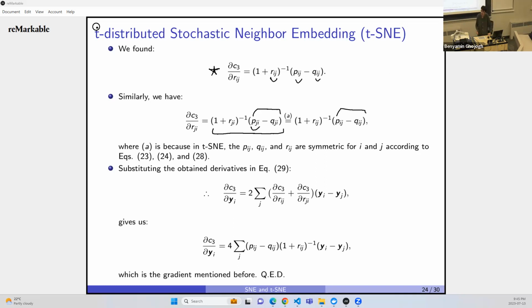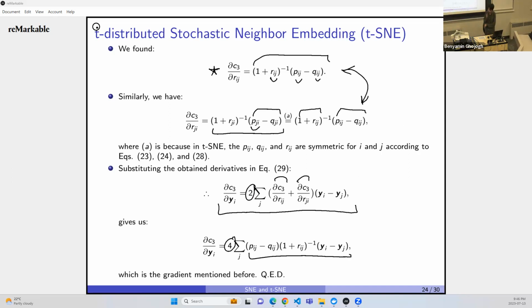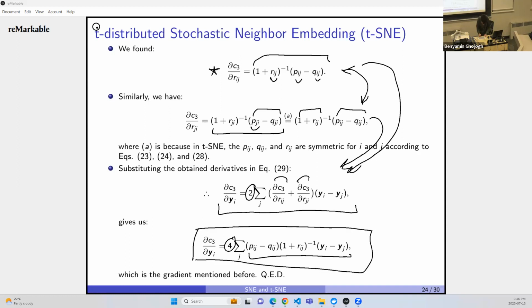And also Rij and Rji are symmetric, so I can replace it here too. These two, interestingly, are equal to each other. What was our derivative? It was this. Recall equation 29. These two we just found and they were equal. Therefore, I have 2 times this and also have 2 here. 2 times 2 becomes 4. And the rest of the terms are as before, right? I just put these two here. It gives me this. This is exactly the derivative which we found. QED. We found it.